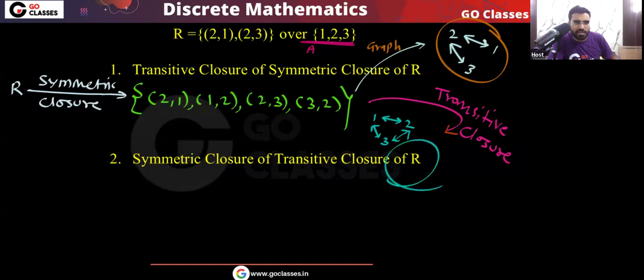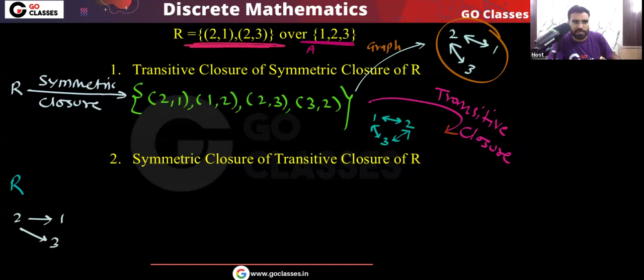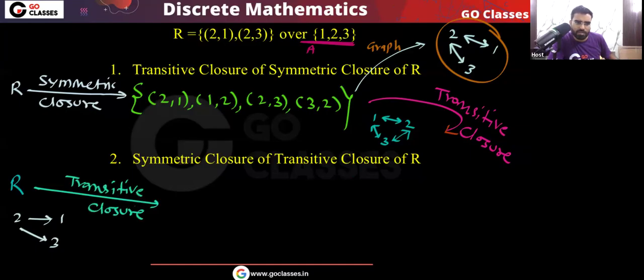For the relation R, first you find the transitive closure, then you find the symmetric closure. So this is the relation R. Let me make the graph representation of relation R. You can see 2 is related to 1, 2 is related to 3. This is the graph representation of relation R. For this relation R, first you find the transitive closure.